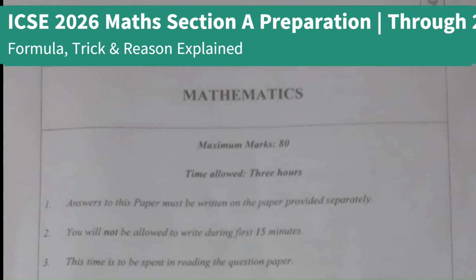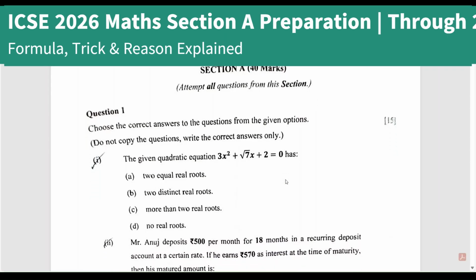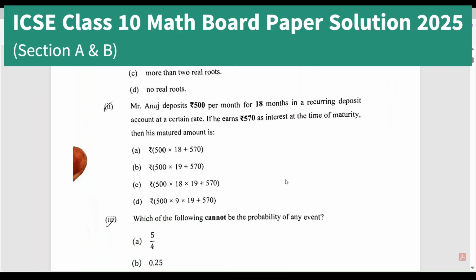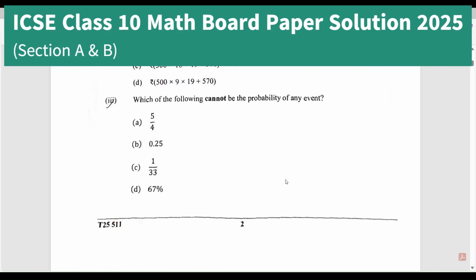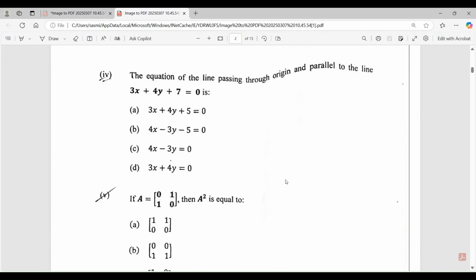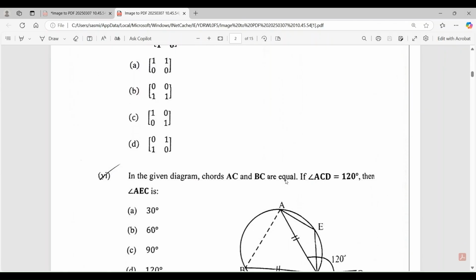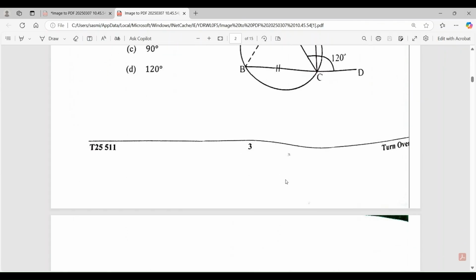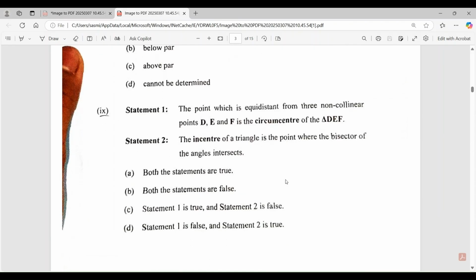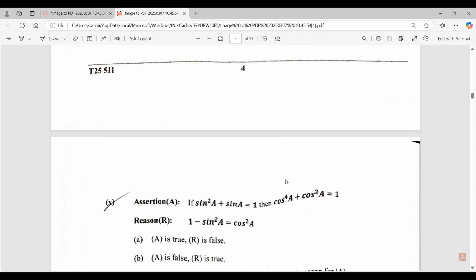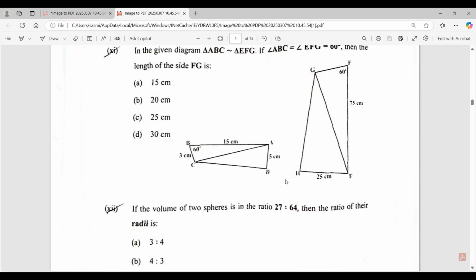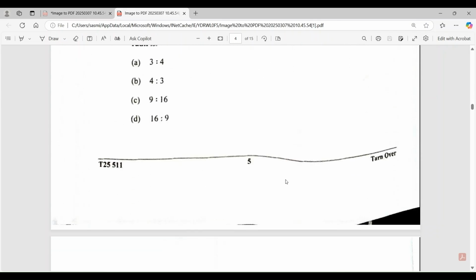Hello students! In this video, we are going to discuss the 2025 ICSE Board Question Paper Section A with complete explanations, step-by-step reasoning and formulas. Each question will be explained so clearly that even if you don't know anything at first, by the end of this video, you'll be confident enough to solve any ICSE paper on your own. So, take your notebook, stay focused, and let's begin the detailed discussion of Section A of the 2025 ICSE Board Question Paper, step by step.